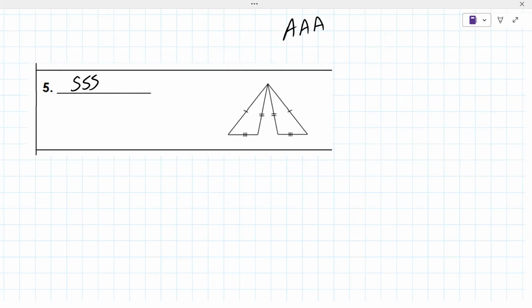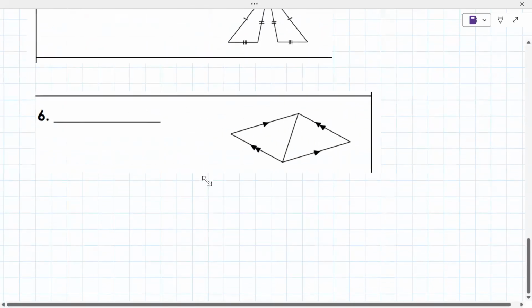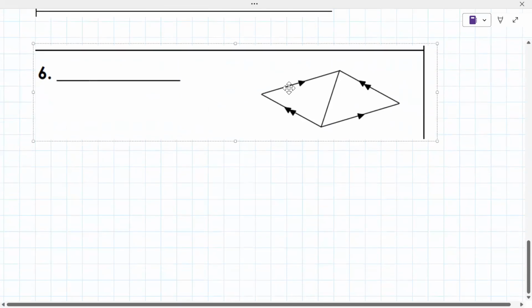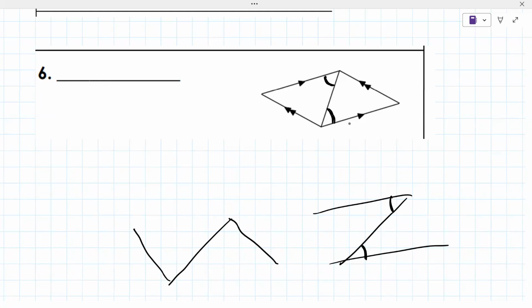6 is probably the most difficult one. I think it's back to HL. 6 is not a right triangle. Nothing in there shows you that it's a right triangle. Now, when you have parallel lines cut by a transversal, it's probably easier to draw. This angle is congruent to this angle, so this one up here is congruent to this one down here. And then we have parallel lines cut by a transversal. This angle is congruent to this angle.